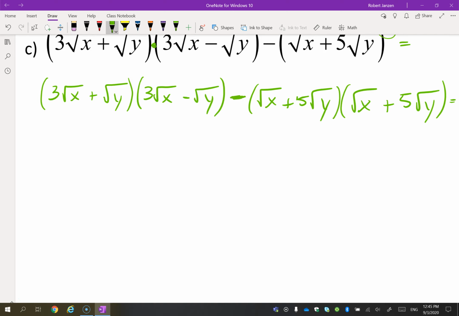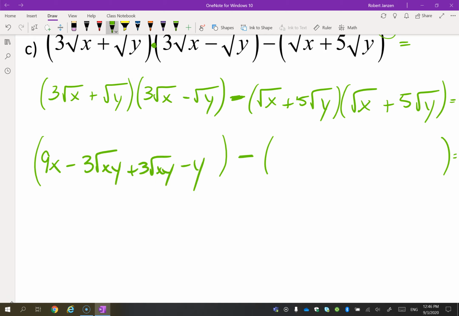Now this subtraction has to happen after I've done the two multiplications. So I'm going to multiply this, and then I'm going to subtract this. Okay, so let's FOIL. I get 9x minus 3 root xy plus 3 root xy minus y. And then over here I'm going to get x, right, because root x times root x is x. I'm going to get plus 5 root xy plus 5 root xy plus 25y.